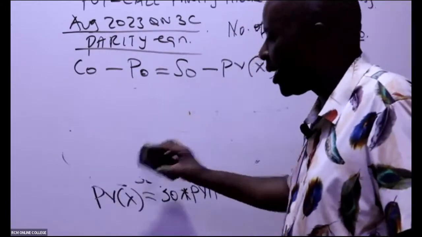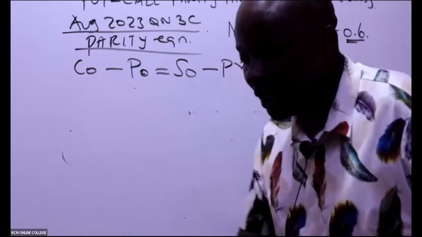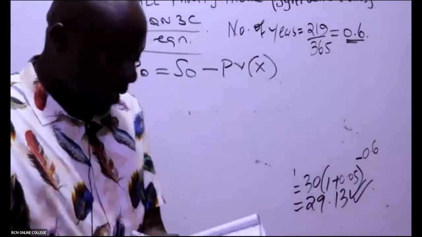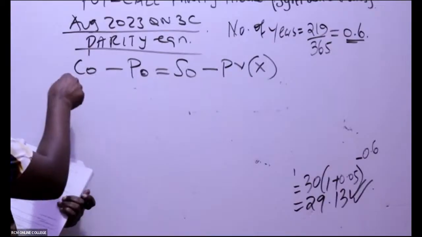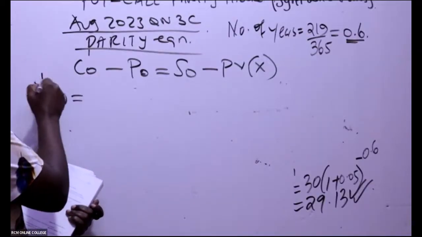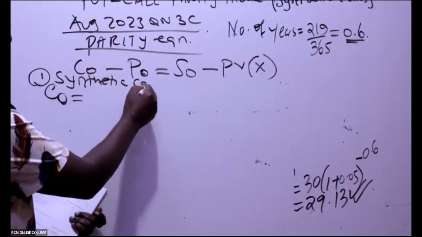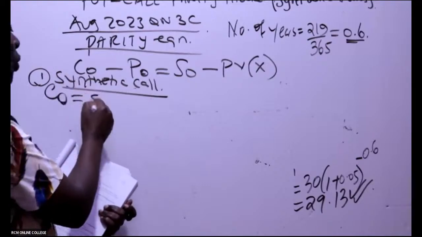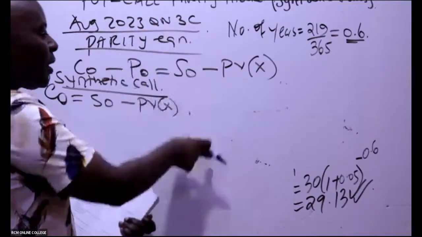You must cram that. And then now we go to the requirement. The synthetic asset value that they want us to get, first of all, there in Roman 1 is the synthetic call option, the CO. And what have we said about this CO? Make CO the subject of the formula. So synthetic call: CO equals SO minus present value of the exercise price. This is crossing over.